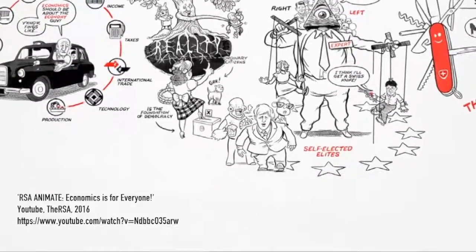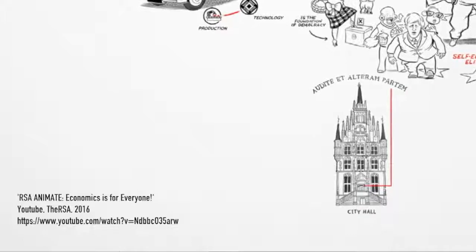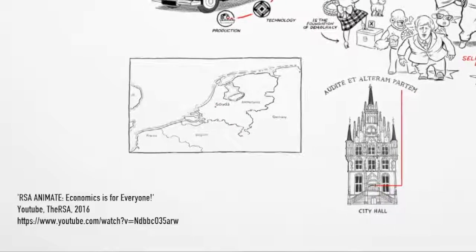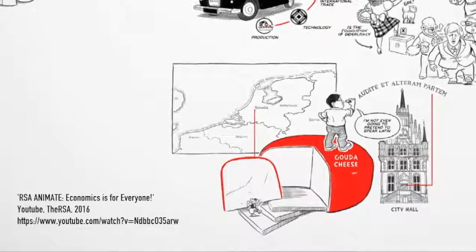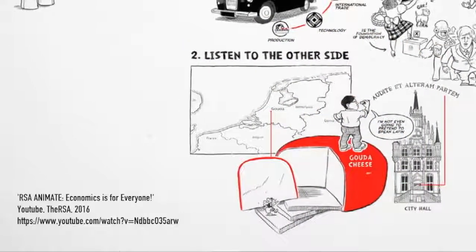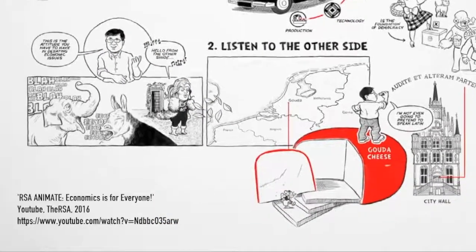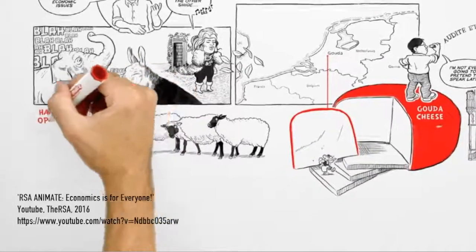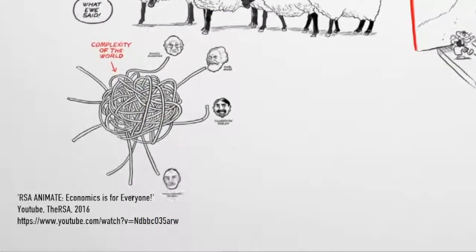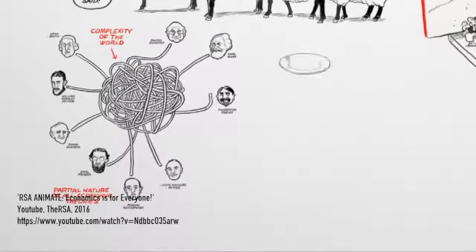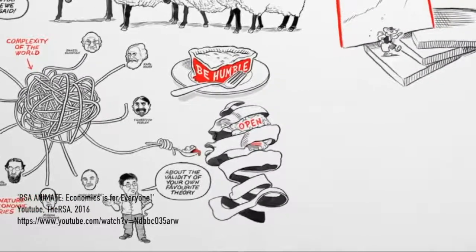The second point is the Latin phrase that is apparently written on the walls of the city hall of Gouda, the city in the Netherlands, which is famous for the cheese. I'm not even going to pretend to speak Latin. So it basically says, listen even to the other side. And I argue that this is the attitude you have to have in debating on economic issues. I'm not suggesting that you should have no opinion of your own. But given the complexity of the world and the necessarily partial nature of all economic theories, you should be humble about the validity of your own favorite theory and keep an open mind about it.